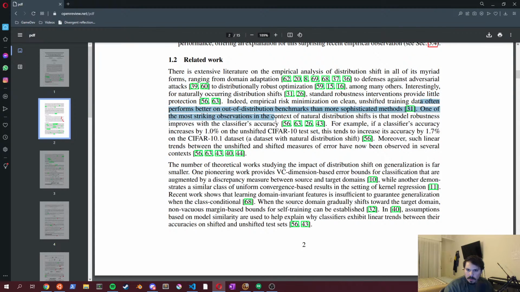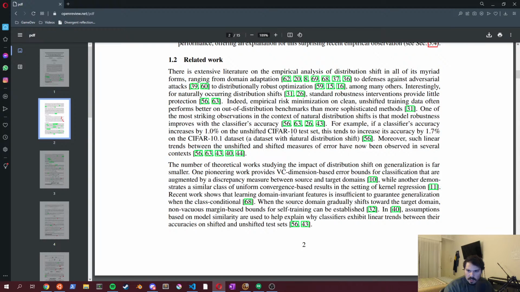One of the most striking observations in this context of natural distribution shifts is that model robustness improves with the classifier's accuracy. For example, if a classifier's accuracy increases by 1% on unshifted CIFAR-10 tests, this tends to increase its accuracy by more than that on CIFAR-10.1, a dataset with a natural distribution shift. Moreover, such linear trends between unshifted and shifted measures of error have now been observed in several contexts.